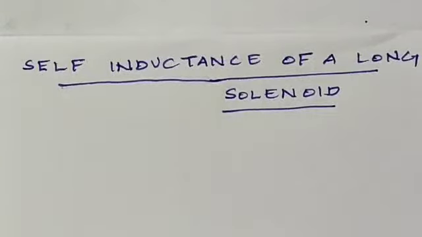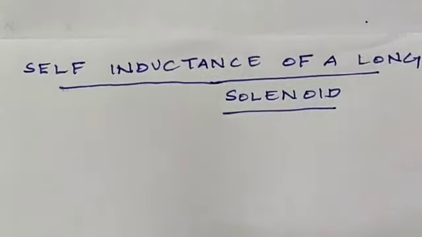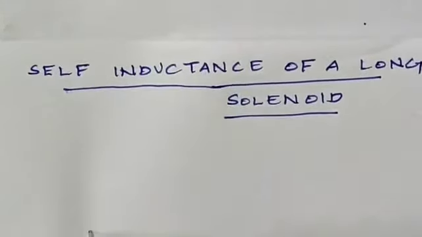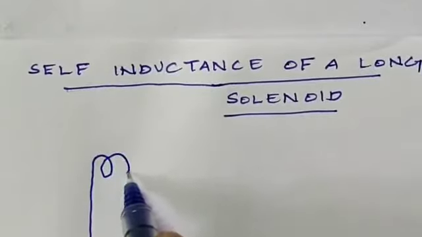Another question, moving to the self-induction of the long solenoid. Consider the long solenoid, length L, with area of cross section A. Here the number of turns is N. Now that is the diagram of the long solenoid.